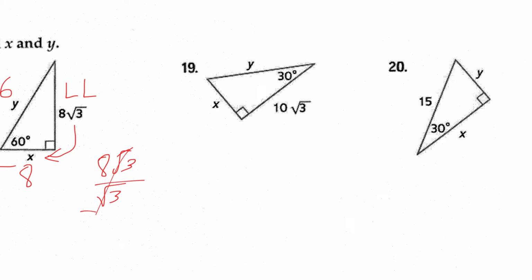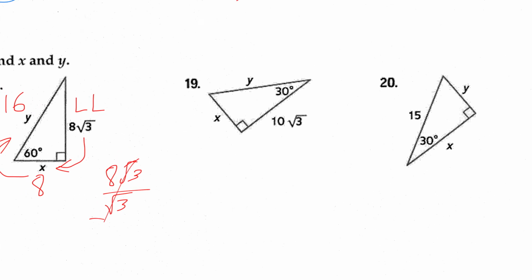All right, number 19, that 10 square root of 3. Is it the long leg, short leg, or hypotenuse? It's the long leg. So from the long leg to the short leg, what do we do? Divide by square root of 3, so what's that going to leave? 10. It's going to be 10. Then double it, it'd be 20. Yep.